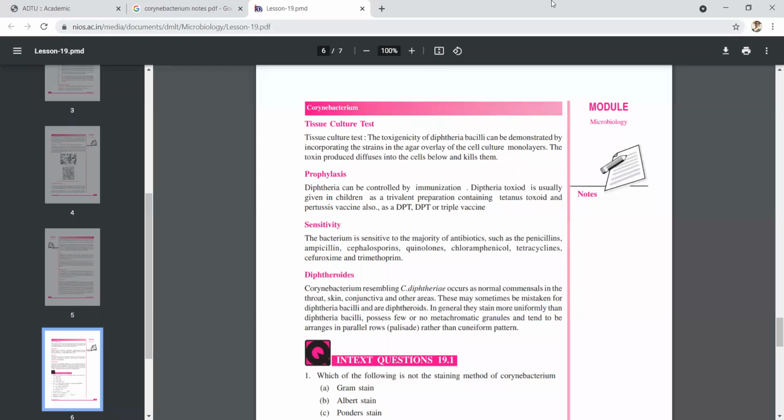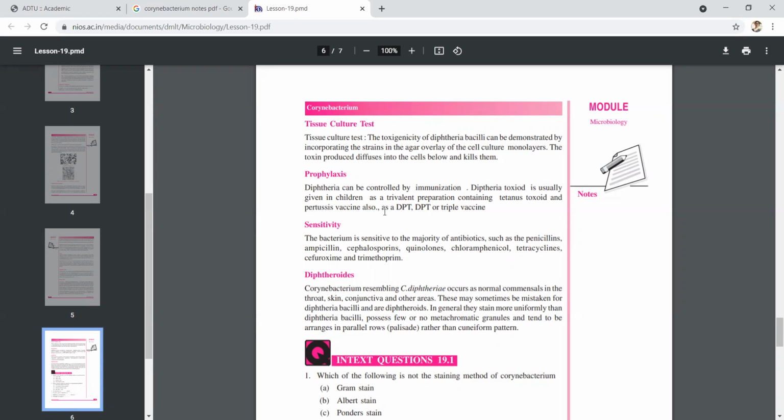Then, what is the prophylaxis, or how can it be prevented? Diphtheria can be controlled by immunization. Immunization means vaccination. There are various vaccines that have been developed, like diphtheria toxoid, which is usually given to children as a trivalent preparation. Trivalent because it contains three different vaccines: one is tetanus toxoid, another is pertussis vaccine, and the third is diphtheria. So these three are present in it, and hence it's a trivalent preparation, also called DPT or triple vaccine.